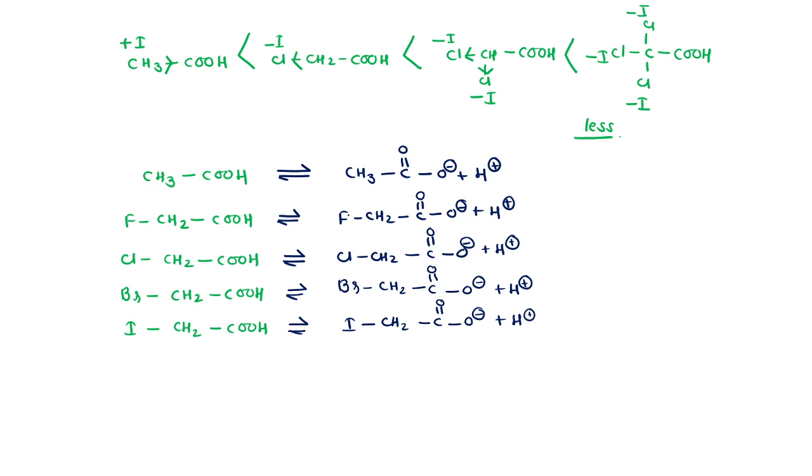Dear student, fluorine has minus I, chlorine has minus I, bromine too. So these conjugated bases are more stable, and CH3 has plus I, so its conjugated base is less stable. But out of these, fluorine is more electronegative than chlorine, then bromine, then iodine. So this conjugated base is more stable. That's why it is a very strong acid. So these are very important applications of inductive effect.